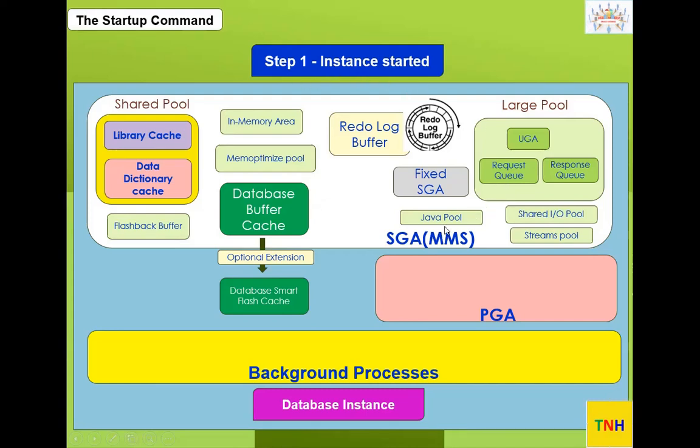Oracle instance consists of memory structures. And what are the main memory structures? Shared pool, redo log buffer, and large pool. Those are the main three memory structures. For the time being, don't worry about the fixed area, Java pool, and the others. Let's leave it as it is. But mainly try to understand shared pool, database buffer cache, and large pool.